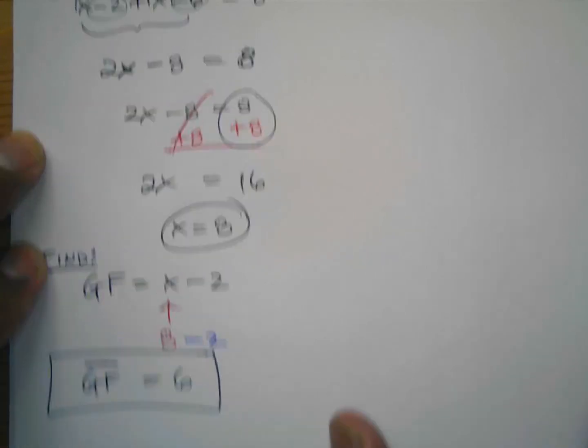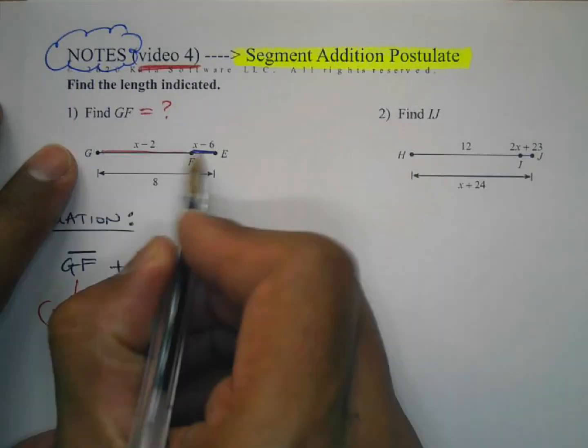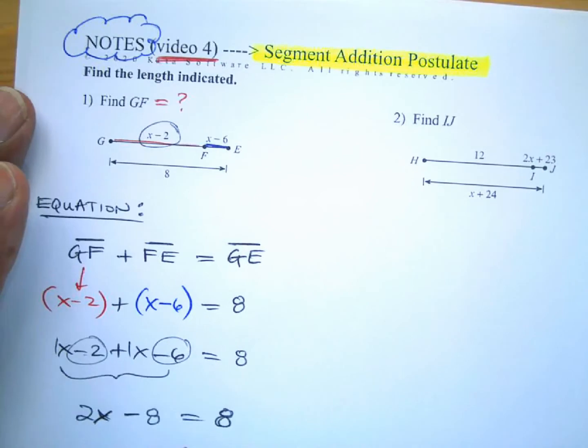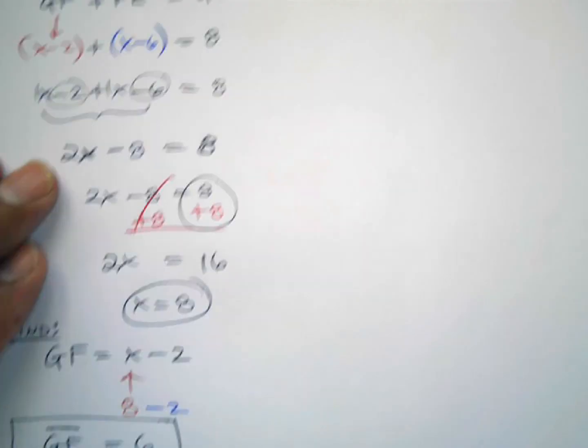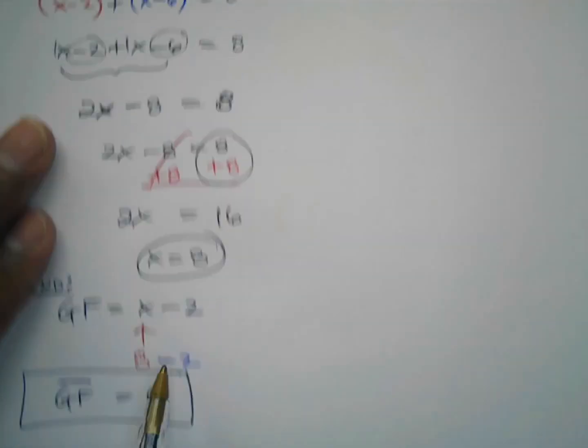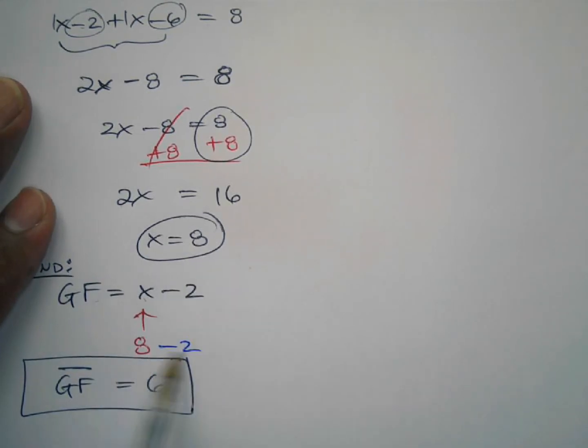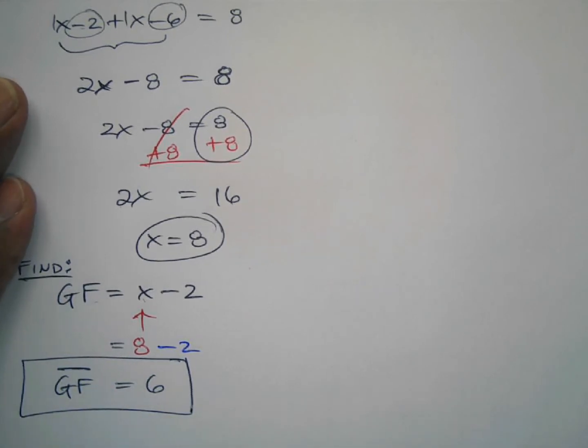How did I get GF is equal to x minus 2? Right here, look at GF. What's the expression here for GF? Just x minus 2. That's the only one they're asking you to find. I put GF is equal to x minus 2. I just found out that x is 8. I put that there. 8 take away 2. And then I get the answer for GF.